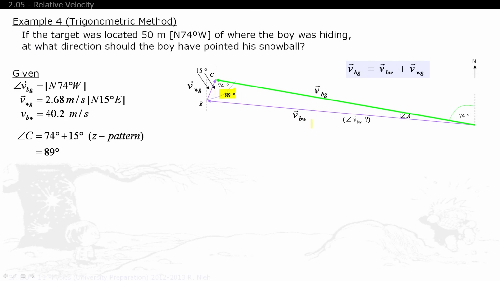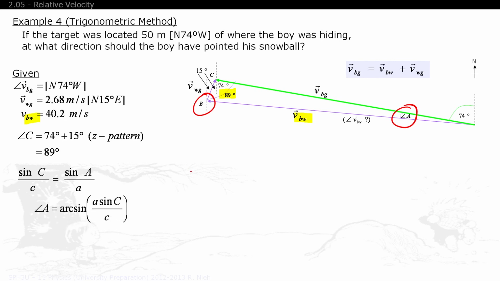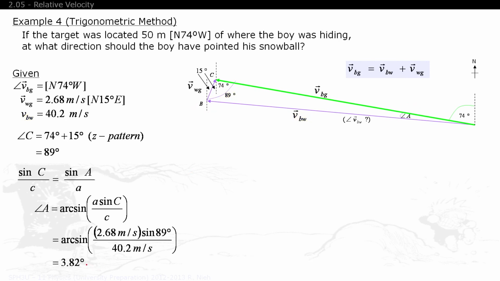Anytime you have an angle and a corresponding side length, which we do have, we can solve using sine law. Angle B is of no use to us right now, so we're going to solve for angle A, and that's why we're going to use sine of A over a is equal to sine of C over c. We isolate for angle A, sub all the values in, and we'll get an answer. Now this 3.82 degrees is used to describe this smaller angle over here.